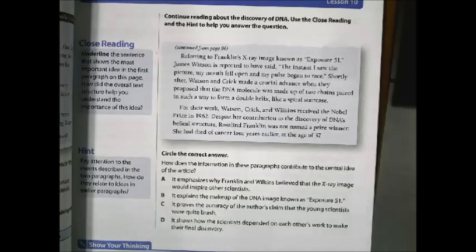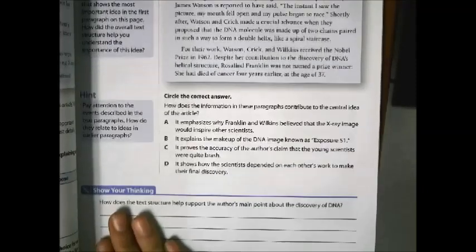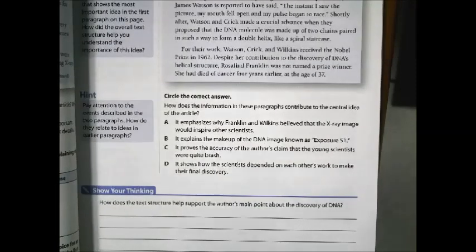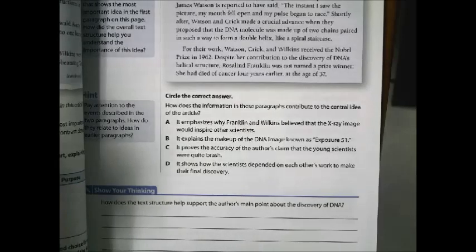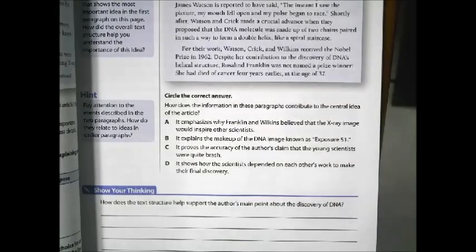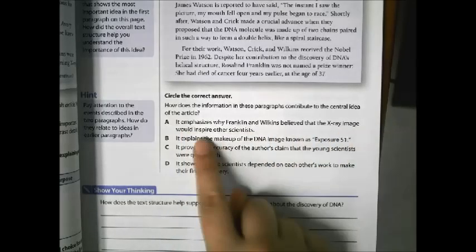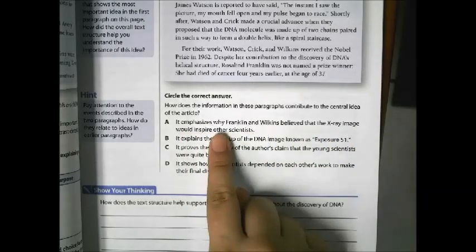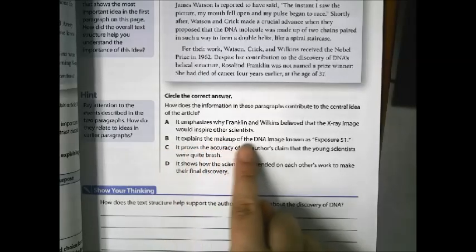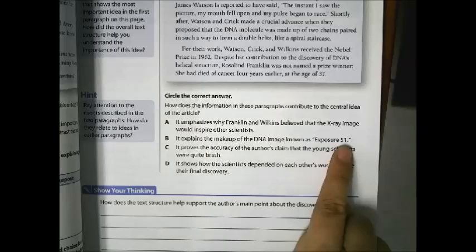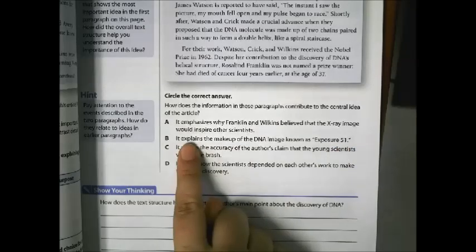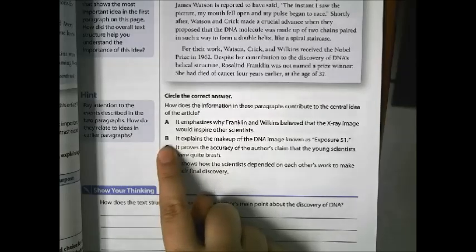Now let's look at the question. The question says, how does the information in these paragraphs contribute to the central idea of the article? A. It emphasizes why Franklin and Wilkins believe the X-ray images would inspire other scientists. Well, that's not entirely true, no. B. It explains the makeup of the DNA image known as Exposure 51. Well, although it does tell me that it looks like a double helix, it really doesn't explain what makes it up, so B is not the best choice.